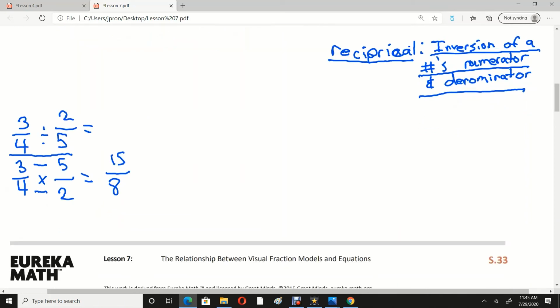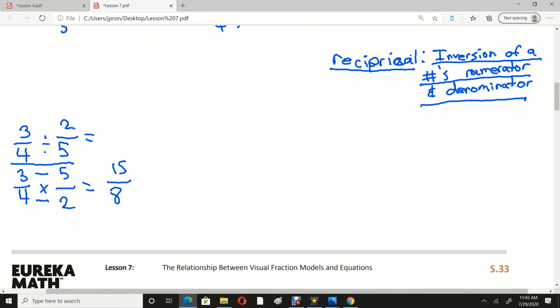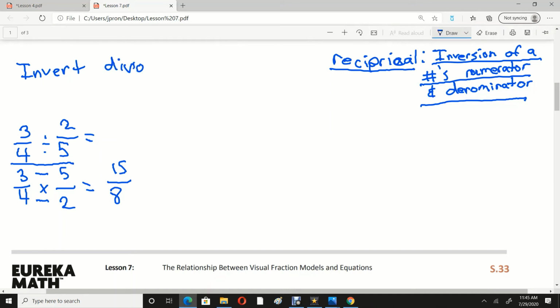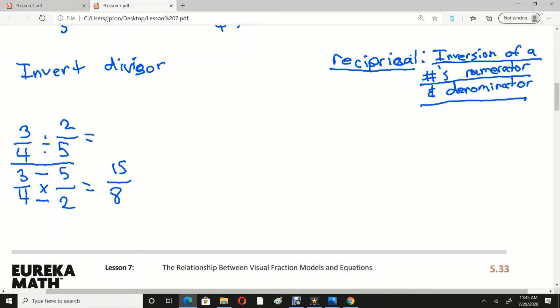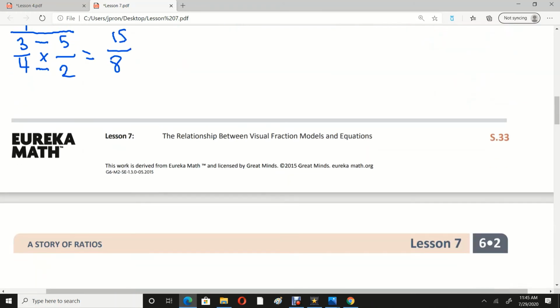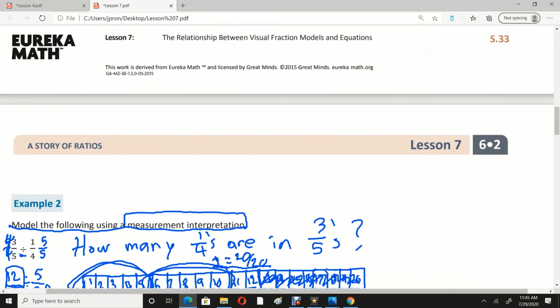So again, invert and multiply. Invert the divisor and multiply, and I spelled this correctly and with great handwriting. So let's go back and take example 2 and prove this out. Let's just check that that wasn't a fluke.